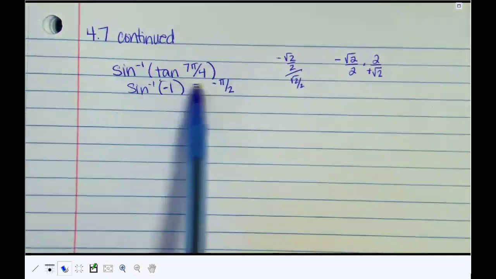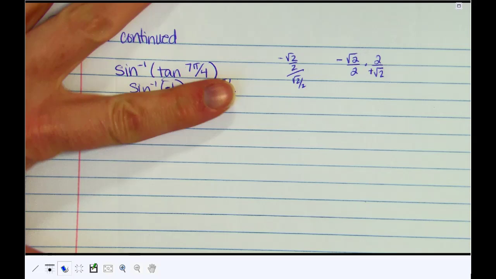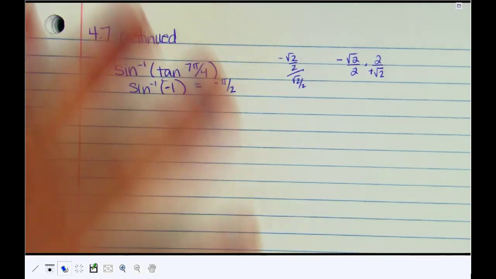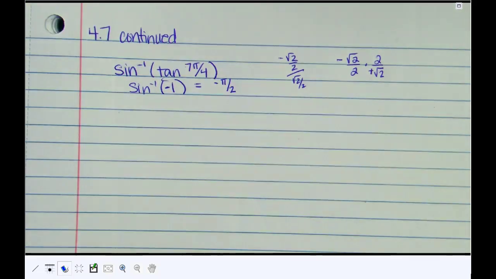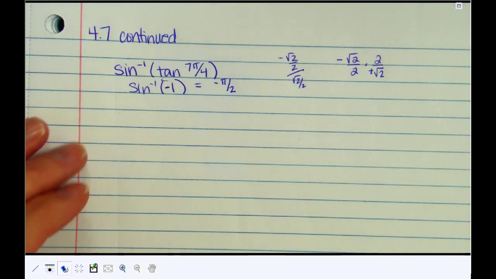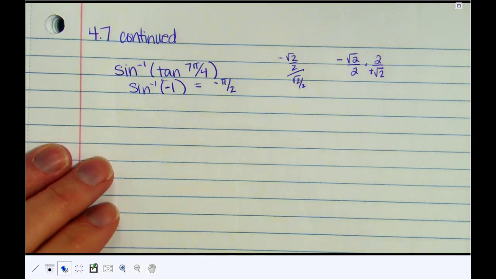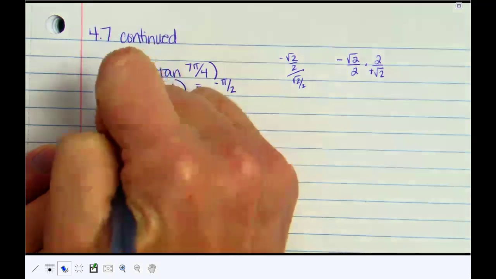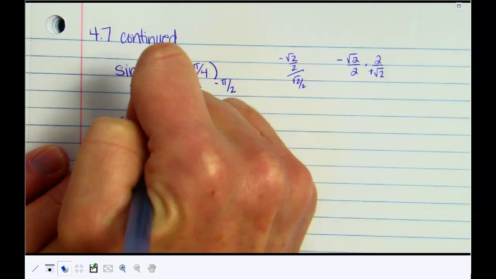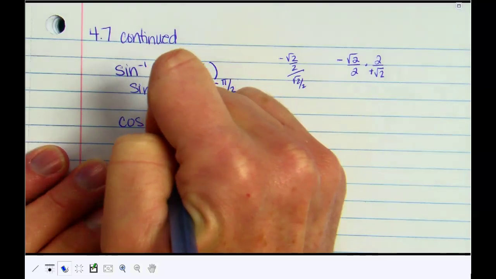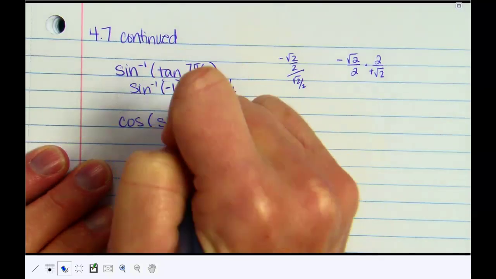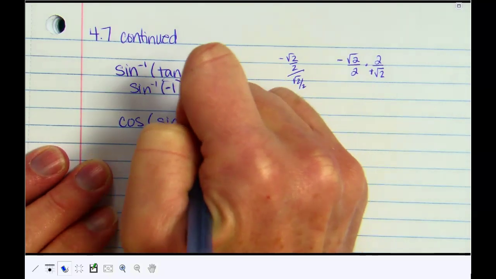So the inside is what we learned in the first half of the chapter, and the outside is what we learned yesterday. So you're going to have a mix of those. They could have whatever on the inside, whatever on the outside, but it will be a mix of yesterday's and previous sections in this chapter. So let's go cosine of sine inverse of square root of 3 over 2.